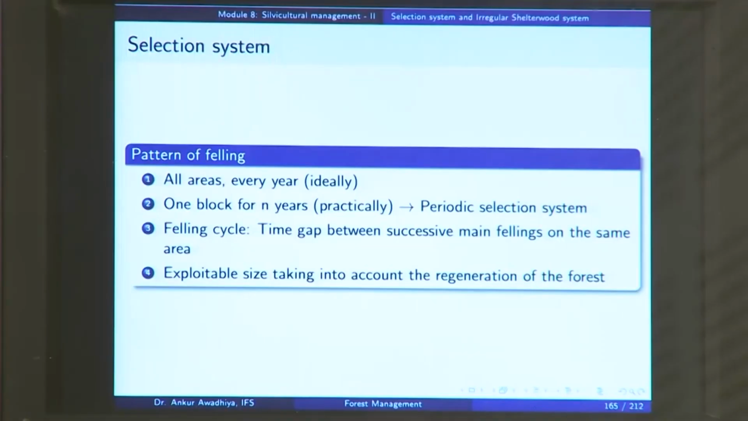So, your selection DBH is not only determined by considering the size of the trees, and the exploitable size and the economic considerations, but you also have to consider whether your forest will be able to regenerate adequately if you are taking that selection DBH. So, the exploitable size or the selection DBH is determined taking into account the regeneration of the forest. So, if you have a less amount of regeneration, probably you will go for a higher DBH. If you have enough amount of regeneration, then probably you can reduce your DBH and probably take out more trees from this forest.